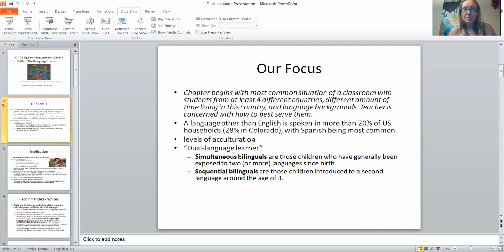When we talk about dual language learners, there are actually 2 different kinds that we are discussing as well. One is a simultaneous bilingual, and those are kids who have generally been exposed to 2 or more languages since birth. And then we're also talking about sequential bilinguals, and those are children introduced to a second language around the age of 3. So that's our focus.